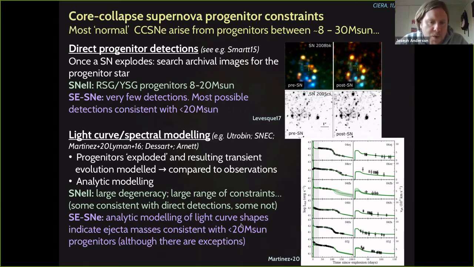For stripped envelope supernovae, the most common way of extracting parameters is applying analytic modeling, specifically Arnett modeling, and I'll come back to this because it is used in the results that I show in this paper. You can apply this modeling to extract nickel masses, which I will show later, but also ejecta masses. When you do that, the ejecta masses are consistent in most cases, if not all cases, with progenitors of less than 20 solar mass initial mass.